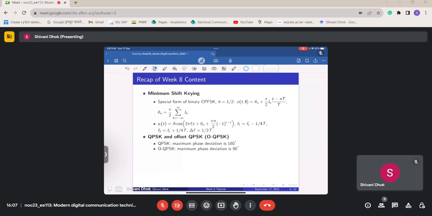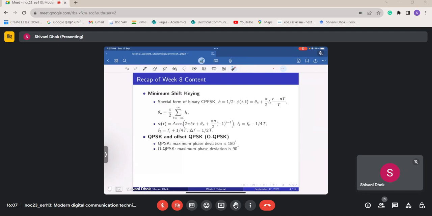Now the bandpass signal is given by the formula A cos(2 pi f_i t plus theta n plus pi n by 2 minus 1 to the power i minus 1), where f1 is given as fc minus 1 by 4T and f2 is given as fc plus 1 by 4T, and the frequency deviation that we have is f2 minus f1, which comes out to be 1 by 2T. I made a mistake, this is fine. This is just t minus nT by T.